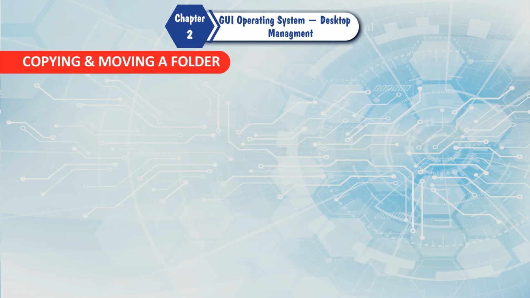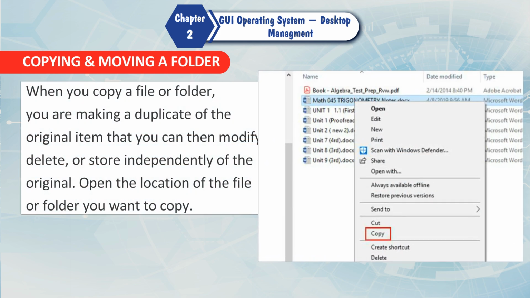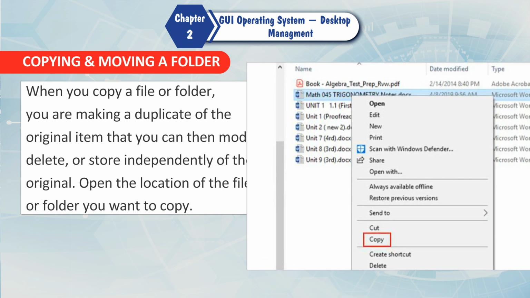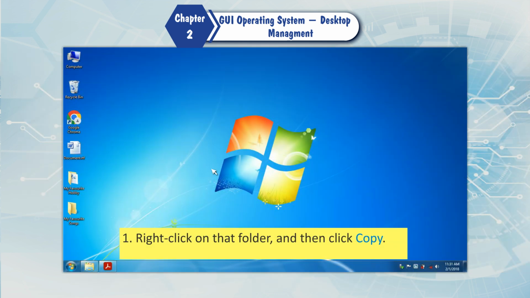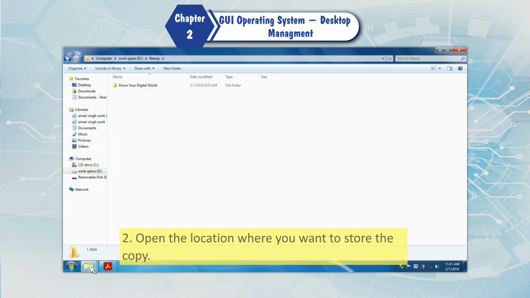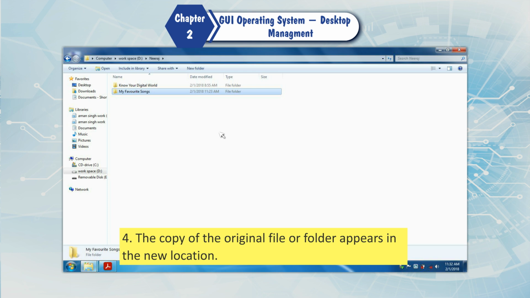Copying and moving a folder. When you copy a file or folder, you are making a duplicate of the original item that you can then modify, delete or store independently of the original. Open the location of the file or folder you want to copy. Right-click on that folder and then click Copy. Open the location where you want to store the copy. Right-click within the location and then click Paste. The copy of the original file or folder appears in the new location.